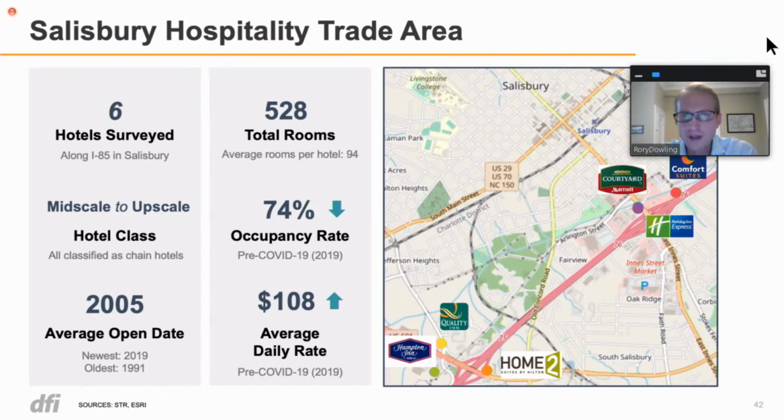The hotels that we surveyed have a current occupancy rate of 74%. This was pre-COVID when we got our data from Smith Travel Report, so this was back through February. That 74 is very healthy, obviously pre-COVID, but it's very healthy compared to the rest of the state, which you'll see in a second. And these hotels are showing an average daily rate, so what people were paying for the rooms, of about $108, again, pre-COVID.